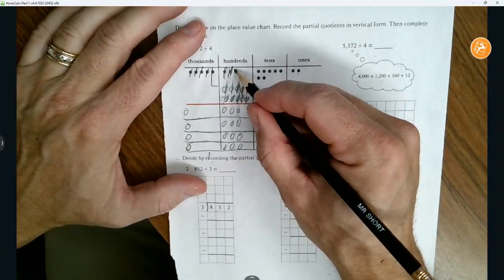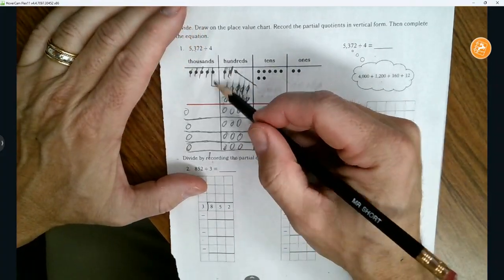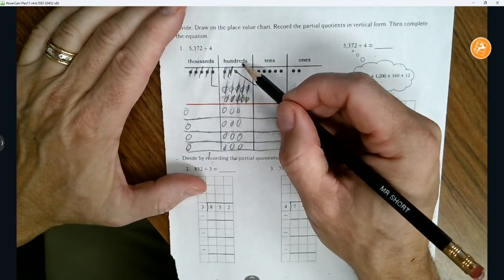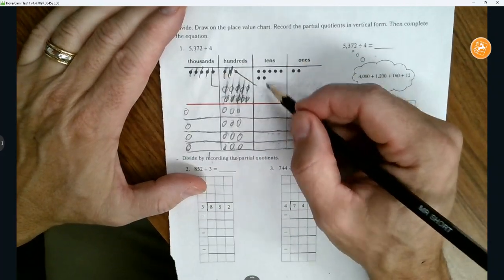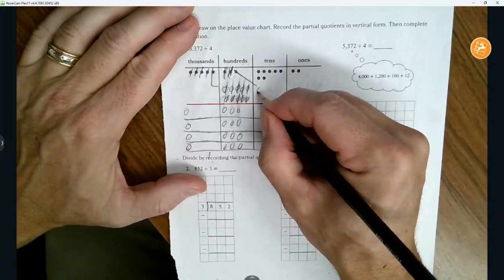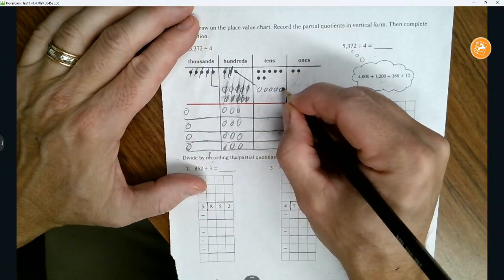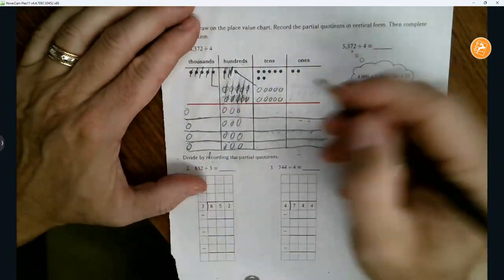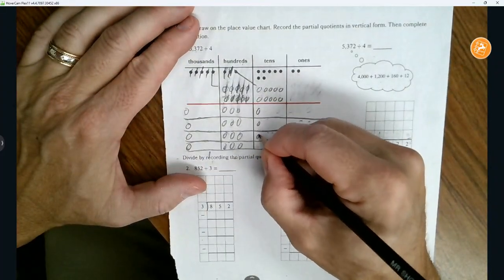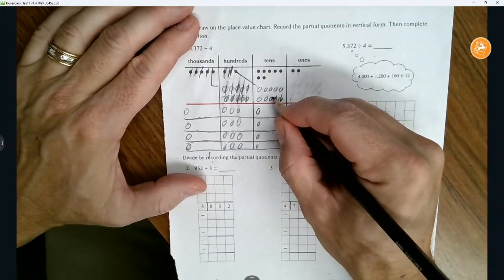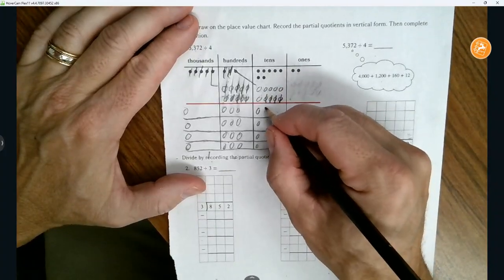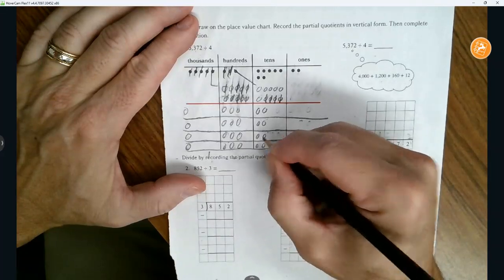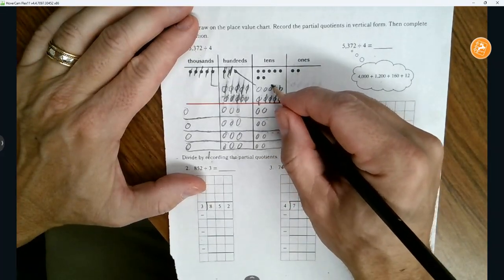So remember, we're going to blow this 100 up and bring it over, just like we had to blow up 1,000. Remember, we have 10 hundreds equals 1,000. So we need 10 tens to equal 100. So 1, 2, 3, 4, 5. All right, let's start going. 1, 2, 3, 4. We know we have at least 4 more. 1, 2, 3, 4.